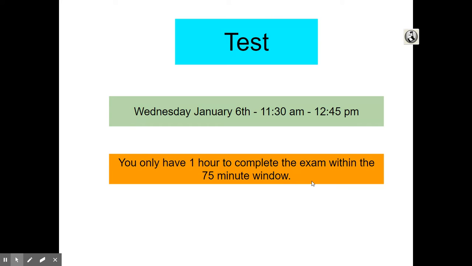Okay, the test is Wednesday. It's on testwizard.com, just like they always are. The window to take it is from 11:30 a.m. to 12:45 p.m. That's 75 minutes. You only get 60 minutes to take the test. So somewhere within that 75-minute window, you need to complete the test. At 11:30 nobody has class because that's the lunch time, shall we say. And then 12:45 would go on to your 4th block class for the day.